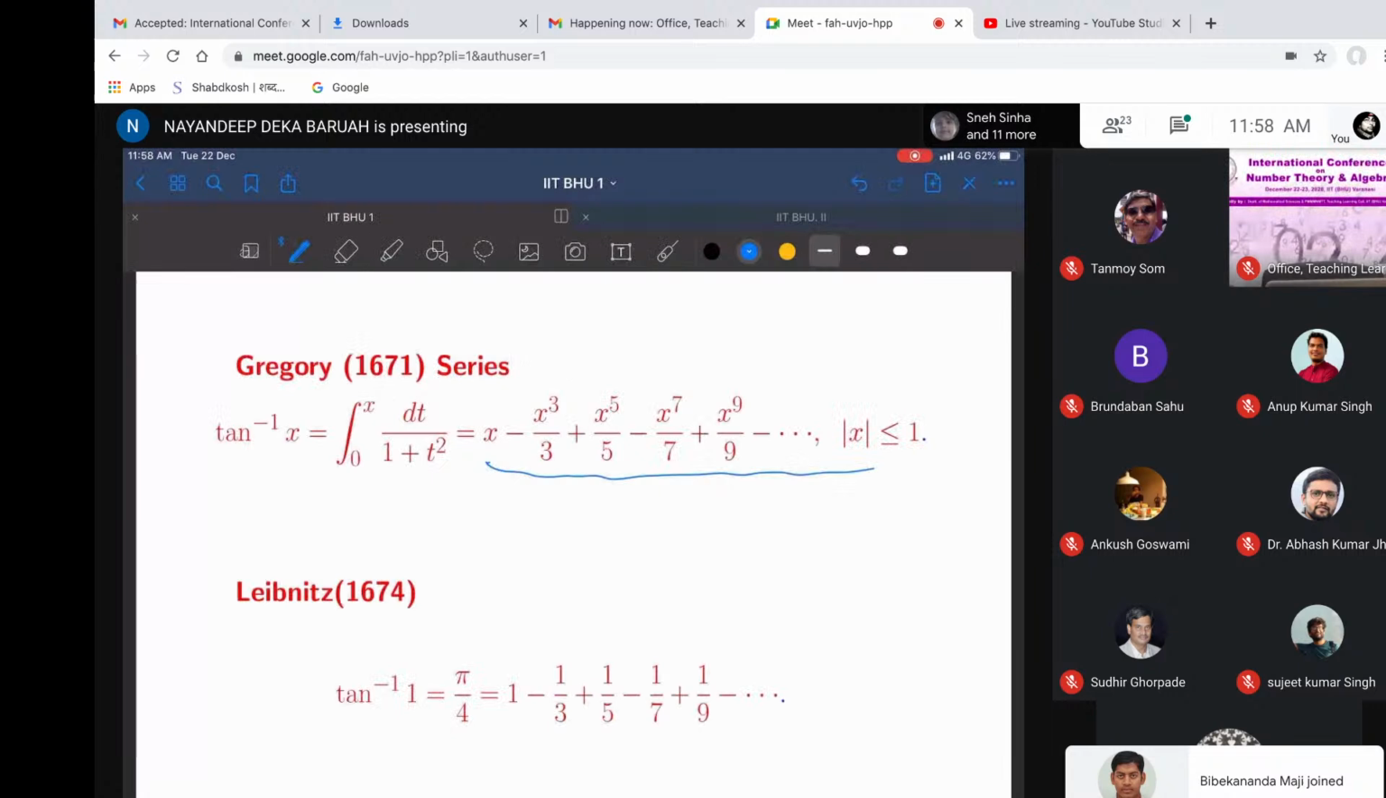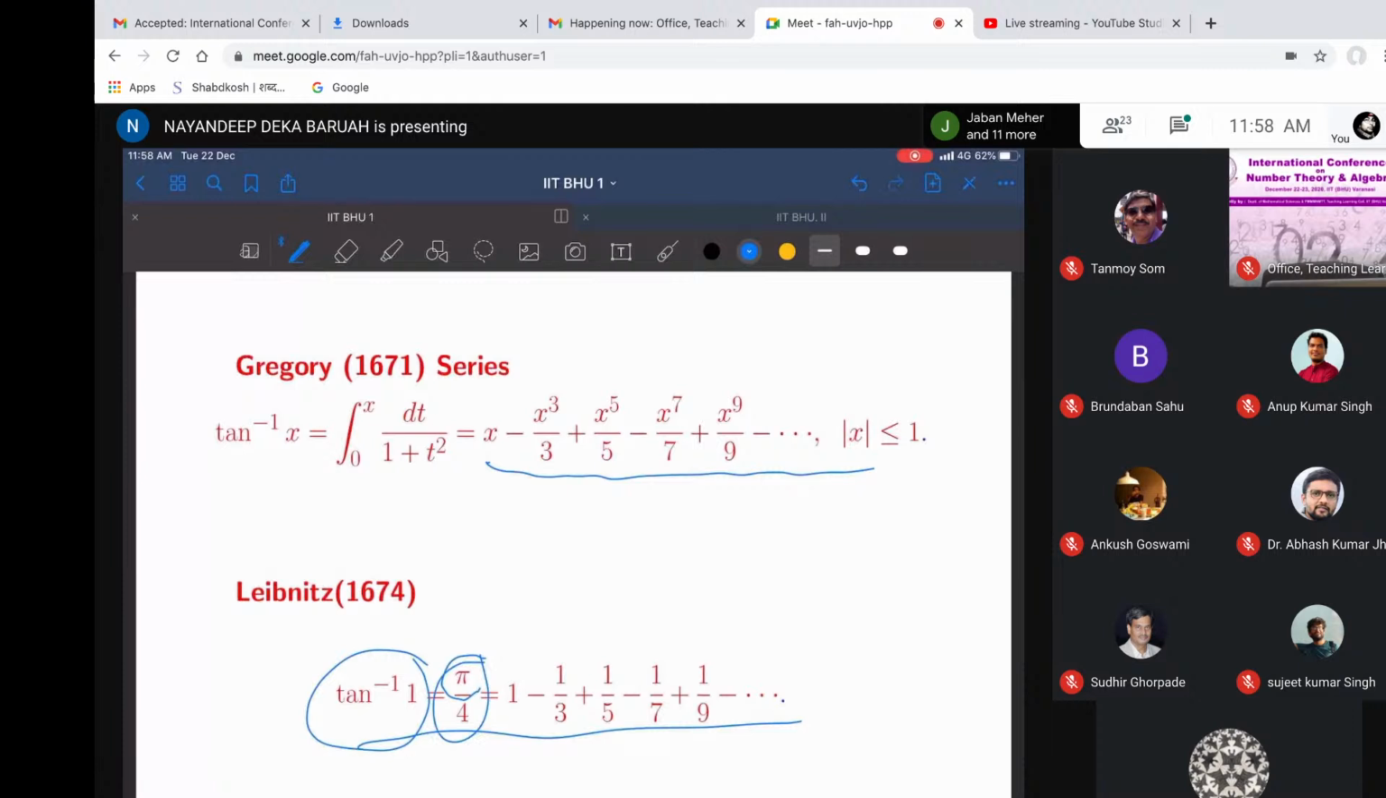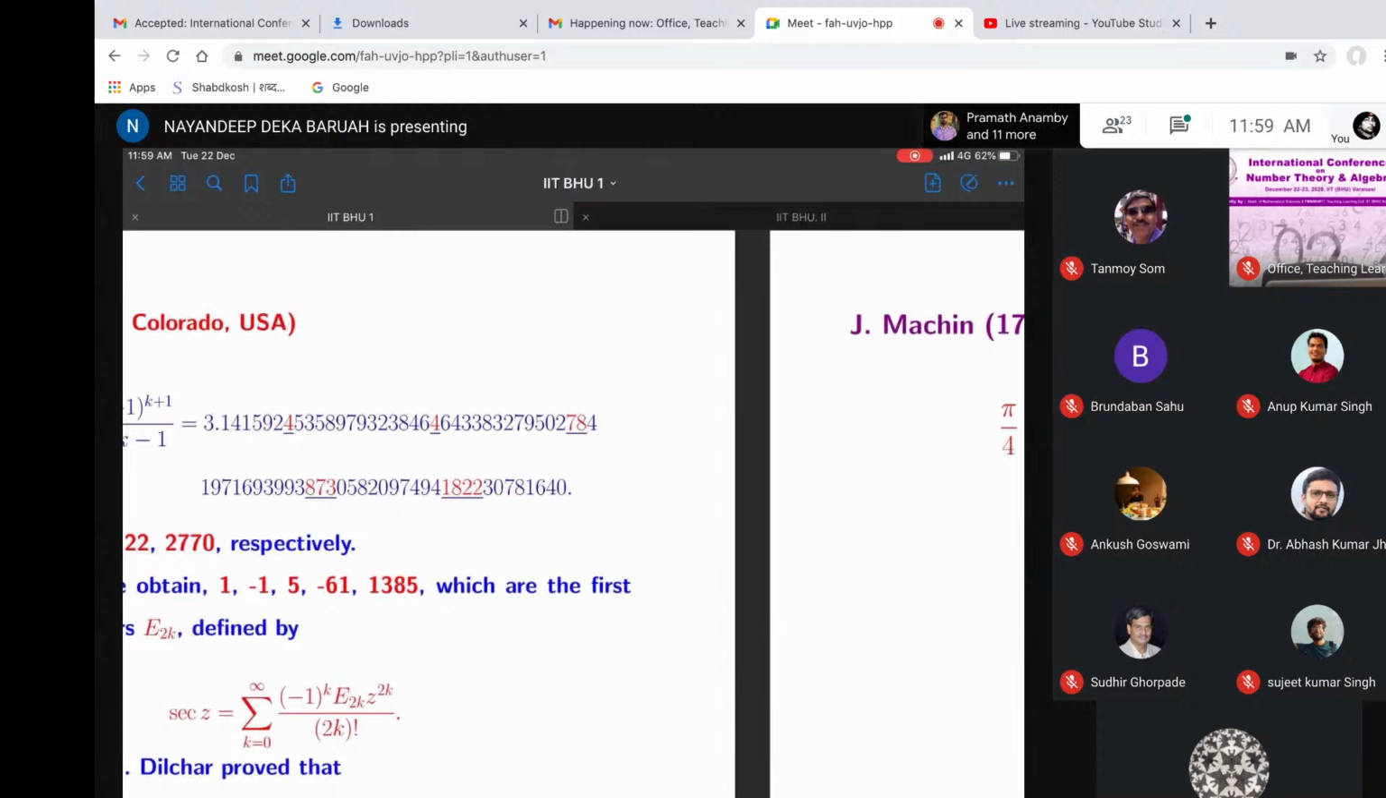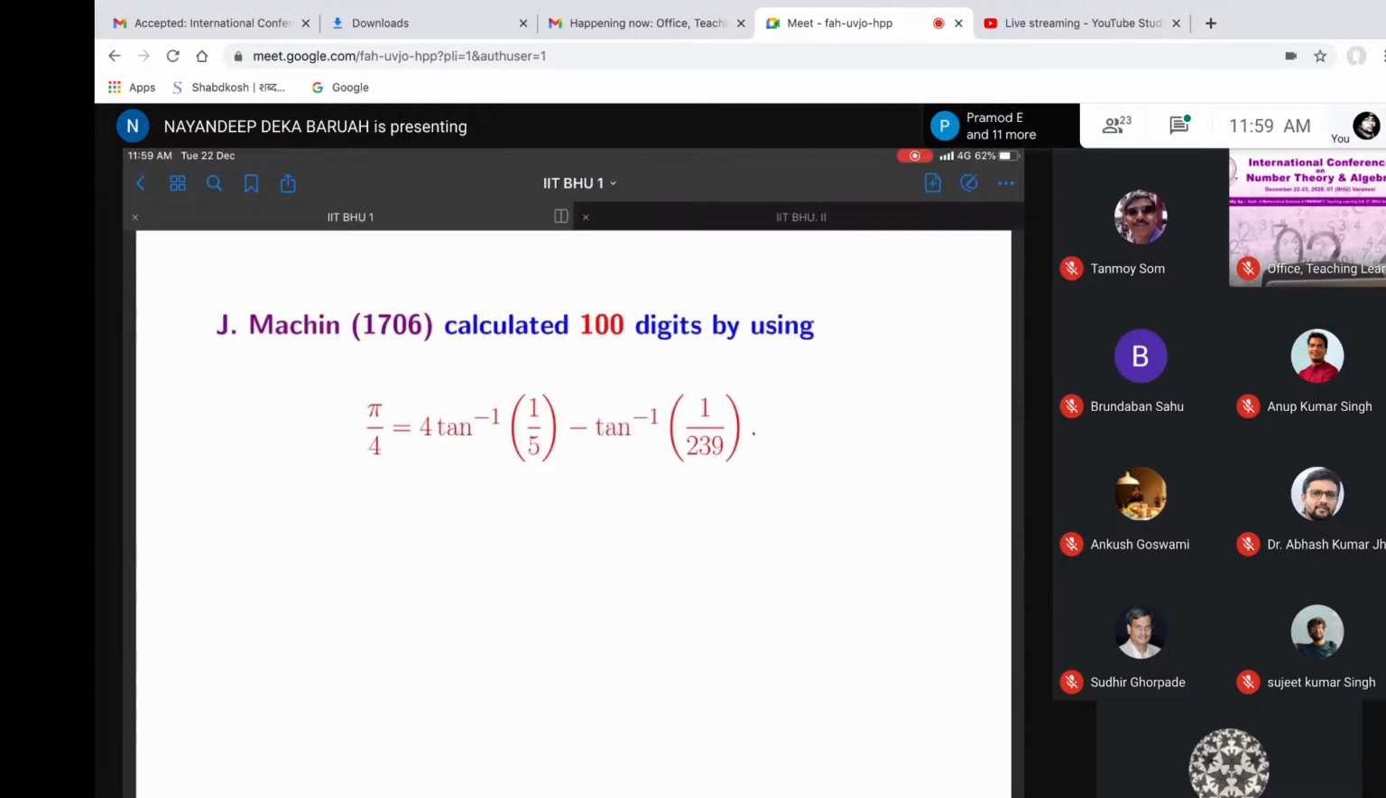And Leibniz in 1674 put x equal to 1. Because arctan of 1 is π/4, you can get a series for π/4, or pi multiplied by 4 on the right-hand side. So that is a series for pi. If you truncate this infinite series to finite terms and calculate, then one can estimate the value of pi. So that is the Leibniz method. This Gregory-Leibniz series was very slowly convergent, but there are some other trigonometric formulas from where one can get more convergent series like that.